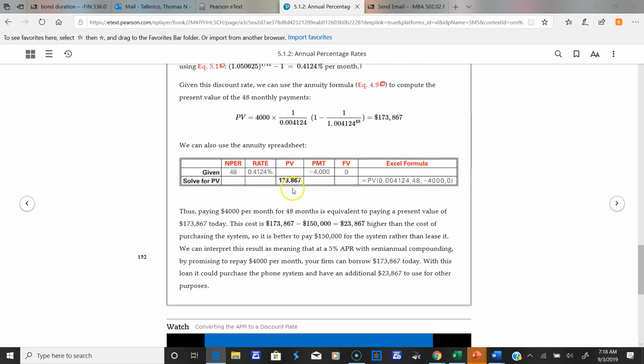And here's using Excel, which we'll do in class and go over. So anyway, paying $4,000 a month is $173,867, and $150,000 is what you would pay up front. And they say it's better to pay the $150,000 rather than lease it, but I don't agree with that, only because you could take that $150,000 and most likely invest it in some other item. I'm a true believer in never parting with your cash.